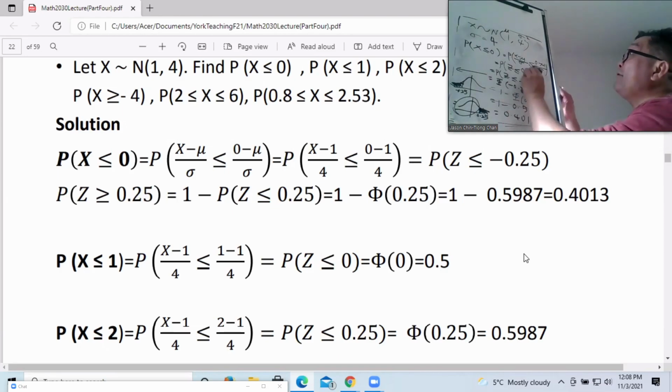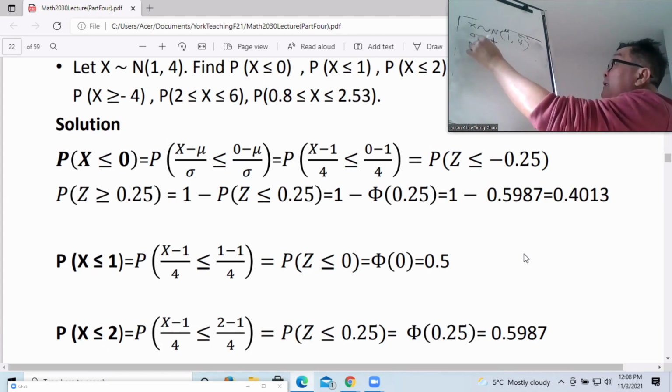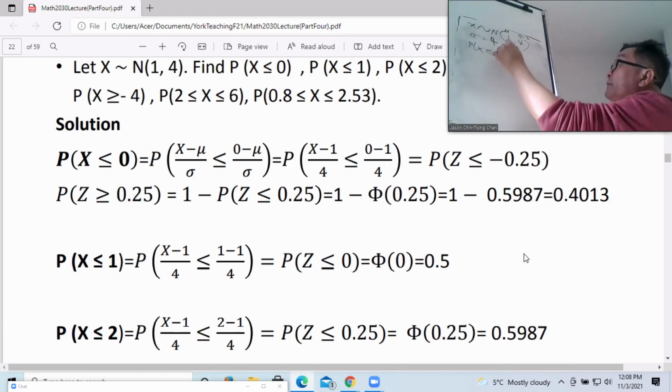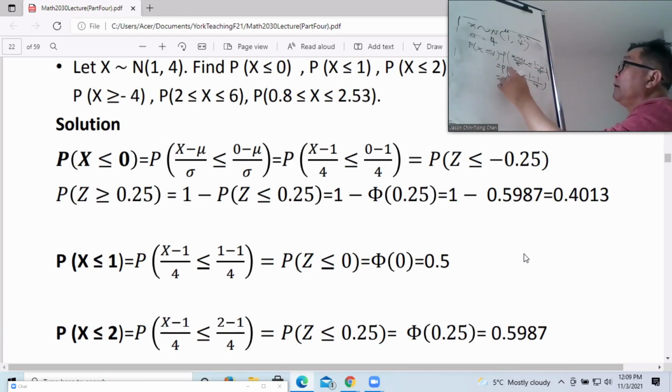So far, so good. Now let's do the next one. X is less than or equal to 1. Now for the process of transformation, right away you can put Z. I'm fine with that. Or if you want, you can put X minus mean over standard deviation. 1 minus mean over standard deviation. And then Z is 1 minus 1 over what? Is that 4? Then is that 0? Yes or no?